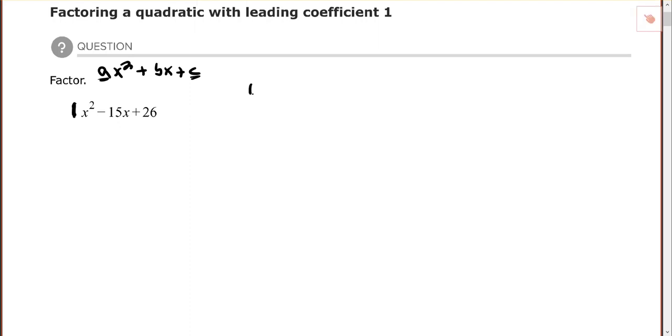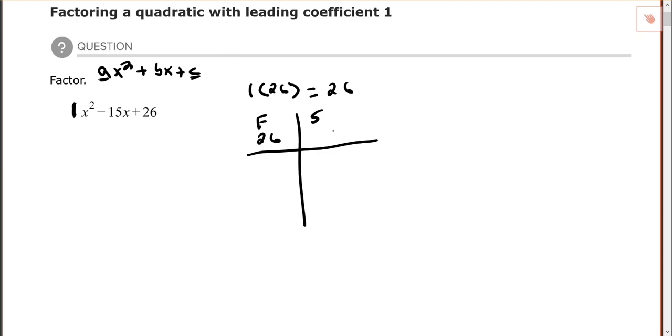So out here to the side, I'm going to multiply 1 times 26, and that gives me 26. So that's my first step here. And I want to find a pair of numbers or factors of 26 that gives me a sum of the middle coefficient, which in this case is negative 15. So I need a pair of numbers that multiplies to give me a product of 26 that also adds up to be negative 15. So I know that my signs have to be the same because that's the only way I can multiply to get a positive number, but I need it to add up to be negative 15. So that tells me that both of my factors need to be negative.